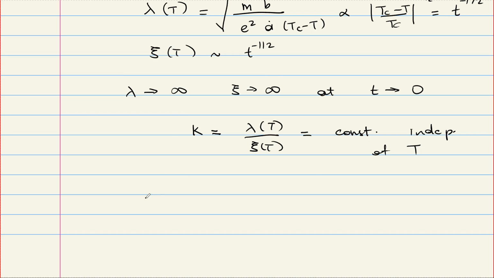Let me give you a couple of examples. So let me give you Tc in Kelvin, lambda at 0 temperature in nanometers, psi at 0 temperature in nanometers, and kappa over lambda.